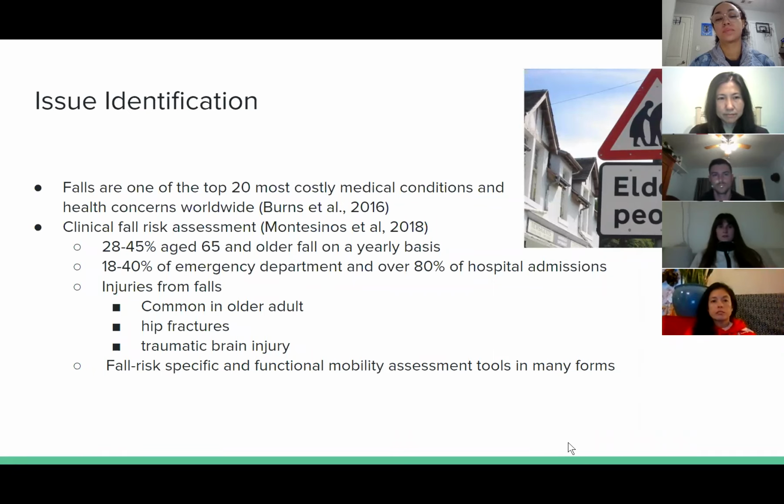Issue identification. Falls are one of the top 20 costly medical conditions and health concerns worldwide. A clinical fall risk assessment performed found that 28 to 45% of those aged 65 and older fall on a yearly basis. 80 to 40% of these falls bring adults to the ER, and they cause 80% of hospital admissions. Injuries from falls are found to be common in older adults and usually cause hip fractures and traumatic brain injuries. Next slide.